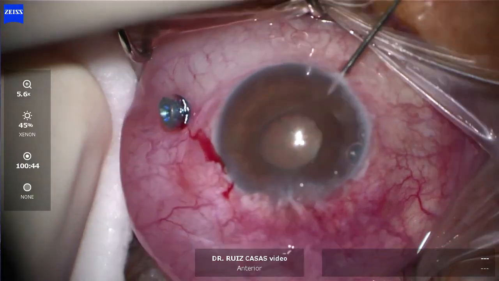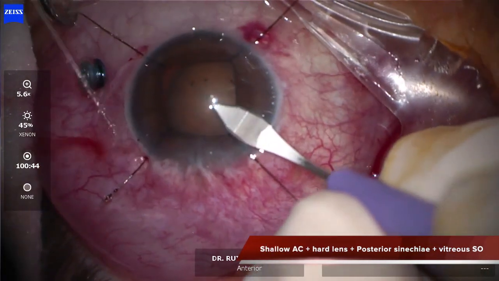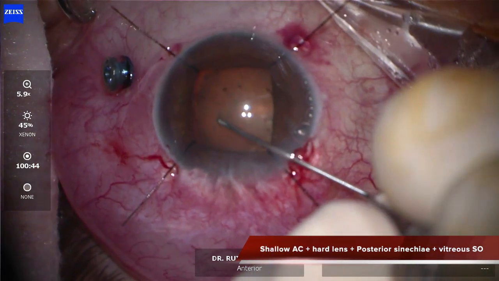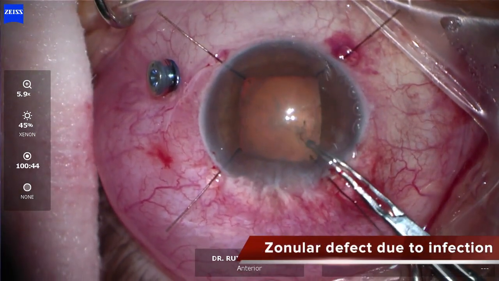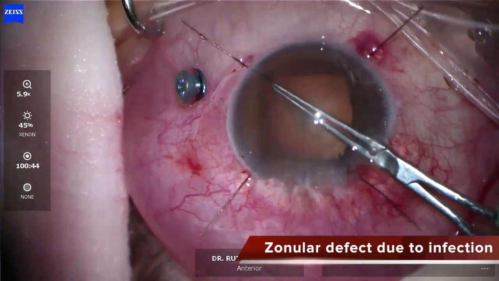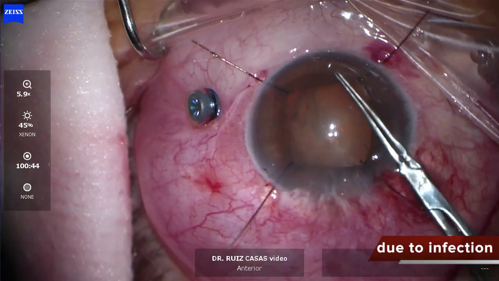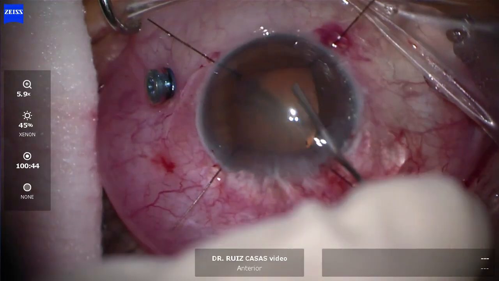The case was complex because of the synechia, the shallow anterior chamber, hard lens, and silicone oil in the vitreous cavity, and also the zonule was weak. As you can see, when I performed the capsulorhexis, the lens was moving a lot, and also during the phaco, the lens was moving a lot because of the zonular damage because of the infection.